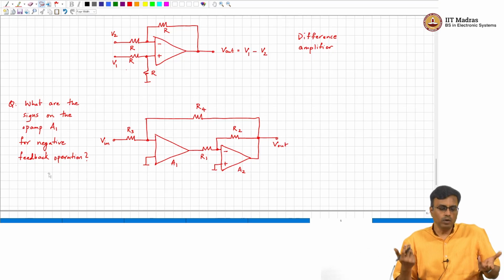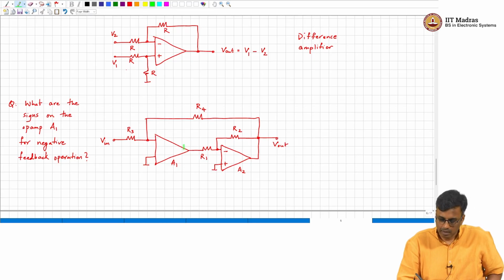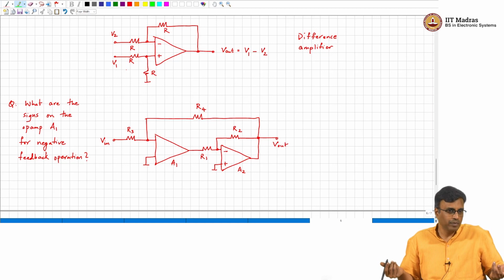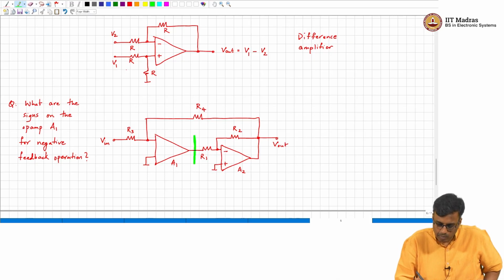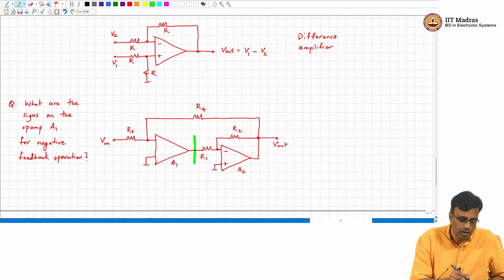Okay, how will we figure it out? Well, no need for speculation. I am sure you have never seen this circuit before, right? Do not worry about it, I have not seen it before either. But let us just use this as an example to figure out what the signs must be. Since I have never seen the circuit before, I am going to break the loop there.